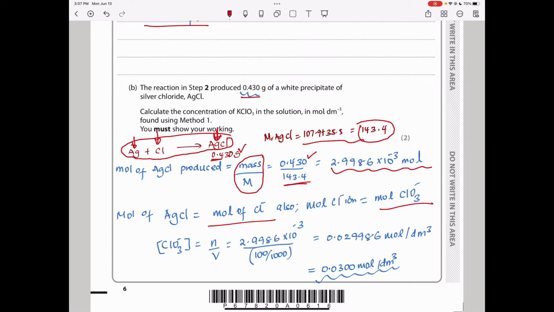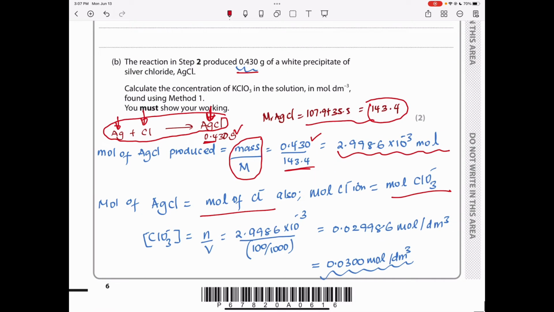So if we know that the moles are similar, it means we can use that to find the concentration. So concentration will be number of moles divided by volume, which is the moles we have there. And the volume given to us was 100 centimeters cubed, but we need to convert this volume into decimeters cubed. You divide the volume in centimeters cubed by 1,000 to convert it to decimeters cubed, so that you can find the answer in moles per decimeter cubed. So if I round off, I got 0.0300 mole per decimeter cubed.